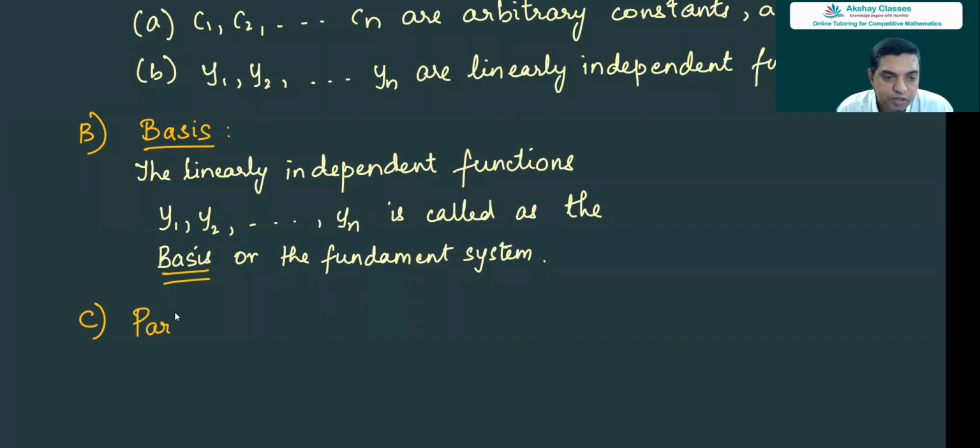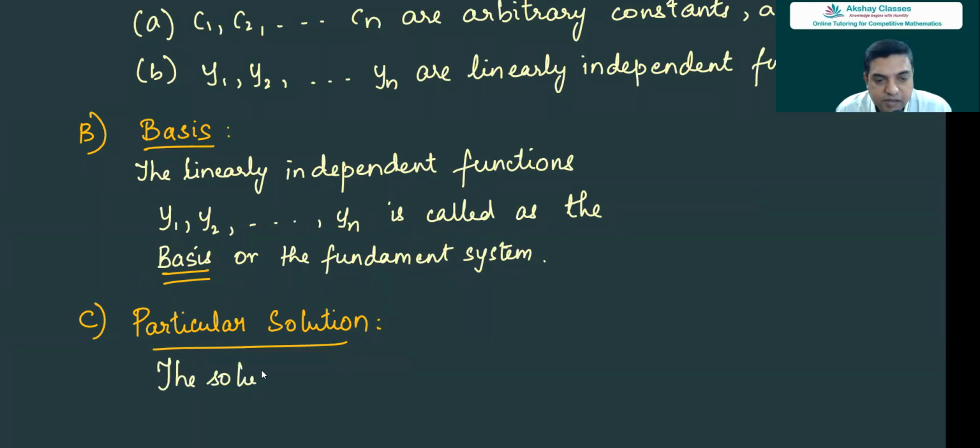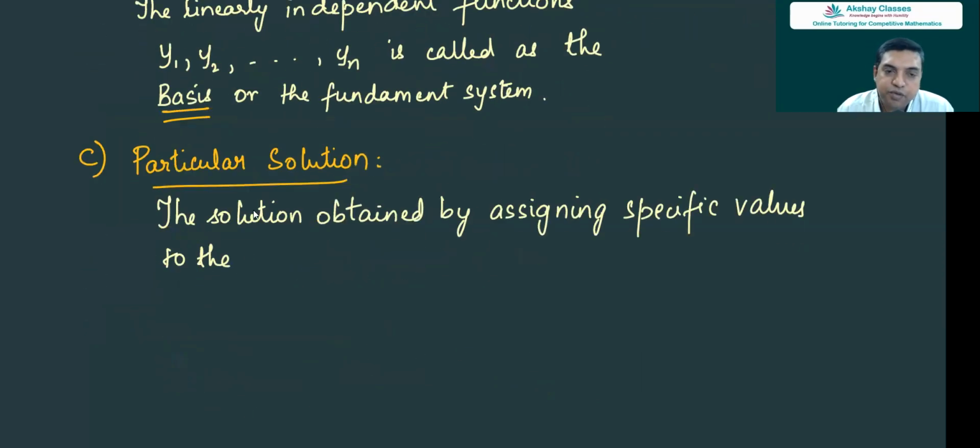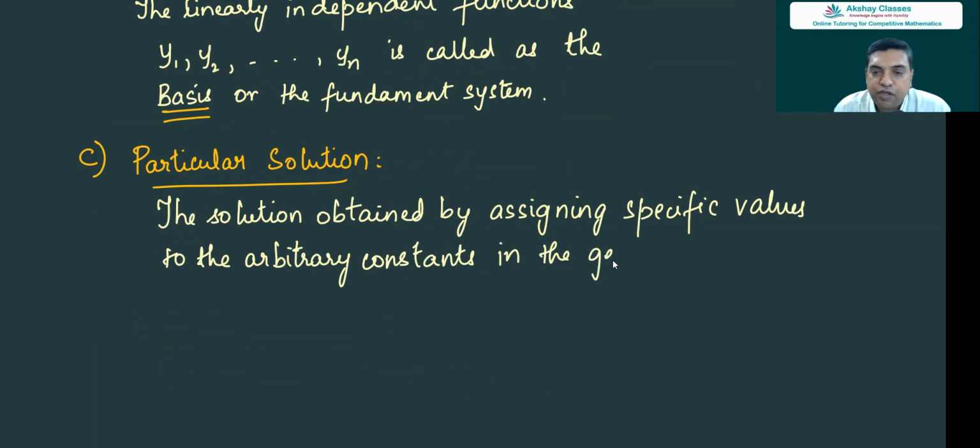Now, what is a particular solution? A particular solution is the solution obtained by assigning specific values to the arbitrary constants in the general solution. This is called a particular solution.